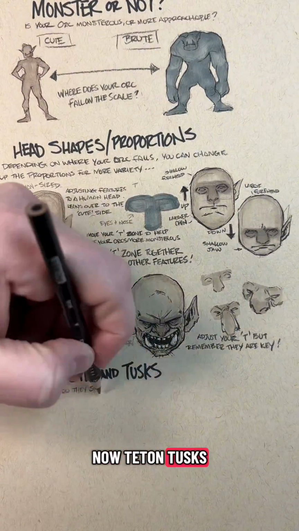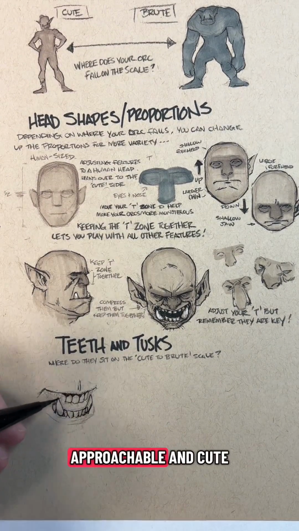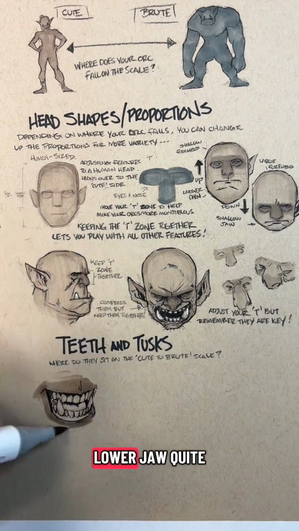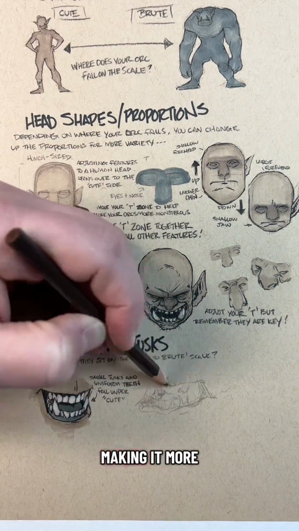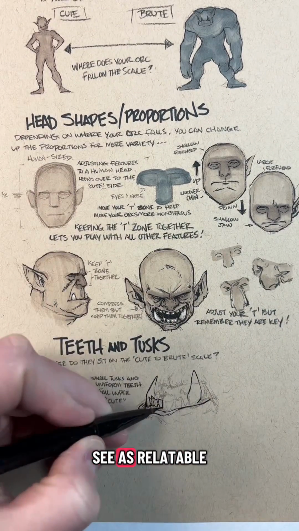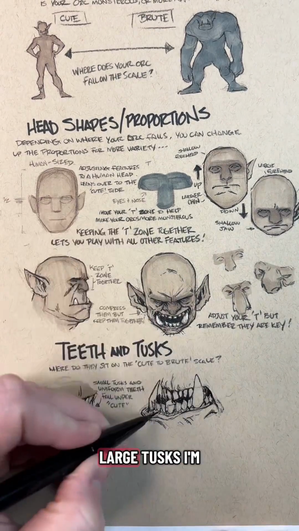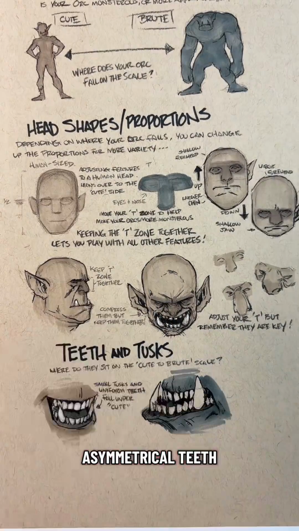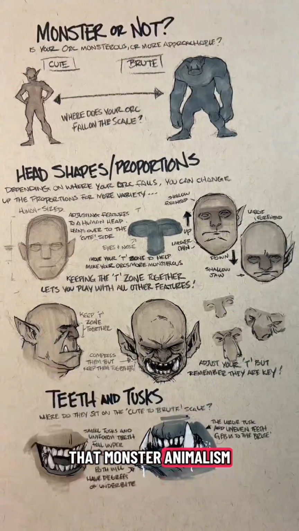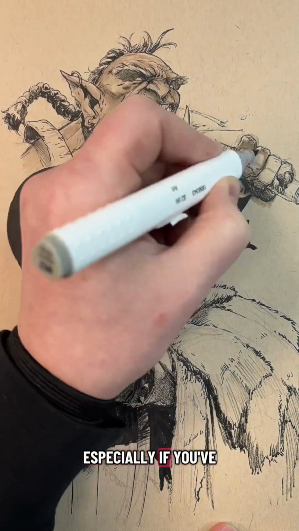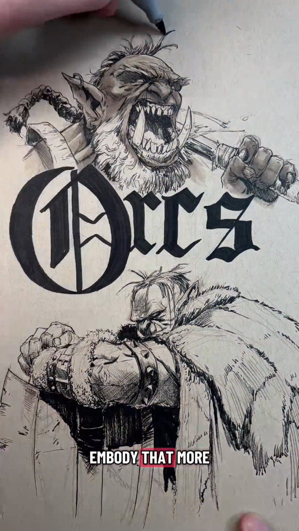Now, teeth and tusks are another thing that are really important when it comes to the cute to brute. Whenever I want something a little more approachable and cute, I'm going to file down those little tusks on the lower jaw quite a bit more, and make the teeth just a tad more uniform, because by making it more human and more relatable, it becomes less intimidating. Whereas I'm going to go completely to the other end of the spectrum with large tusks, jagged asymmetrical teeth, and a little bit of drool to really amp up that monster animalism that can come out of the orcs, especially if you've got one that is a tank or a villain and actually needs to embody that more feral side.